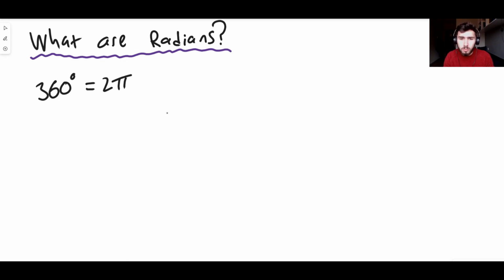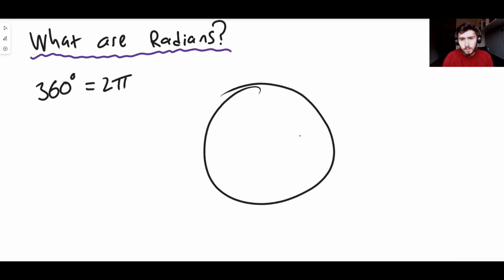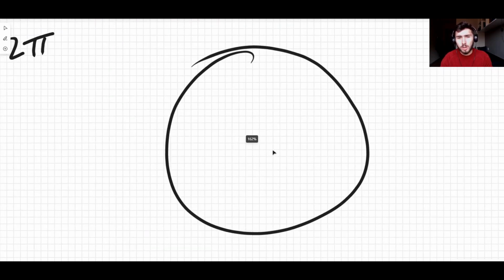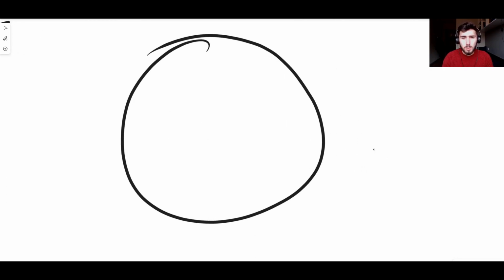Imagine a circle. It's not a very good circle, I acknowledge that, but we'll just go with it. Imagine that this is a perfect circle. If we take the center of the circle and choose any point on the circumference, we draw a straight line from the center to that point. What is that? We can say that's one radius of the circle. That's going to be r.